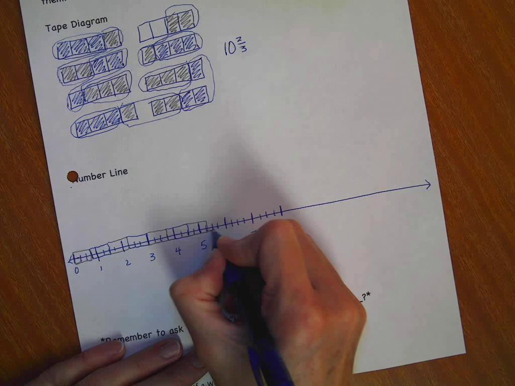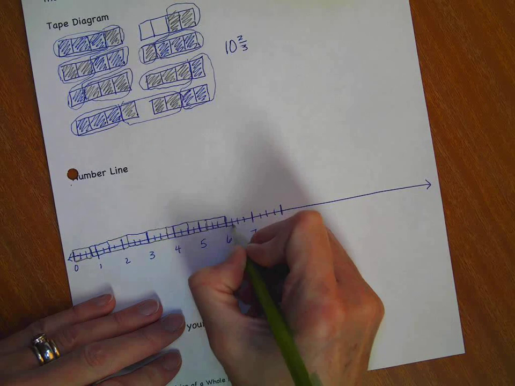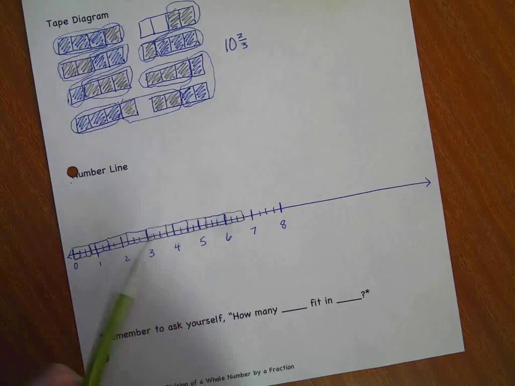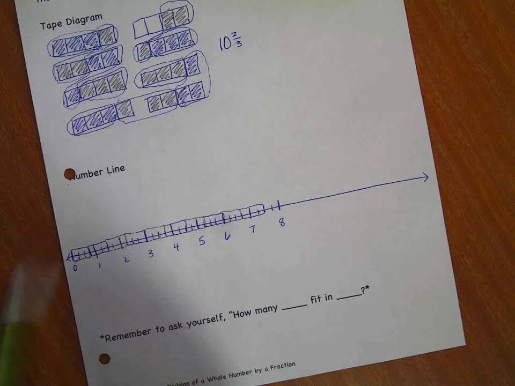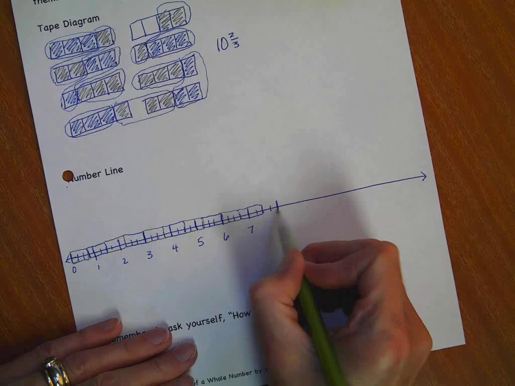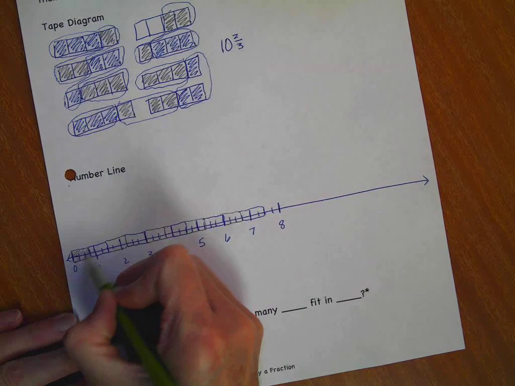1, 2, 3. That's 7. 1, 2, 3. That's 8. 1, 2, 3. That's 9. 1, 2, 3. That's 10. And then look at what we have left over, 2 out of the 3 that we need.